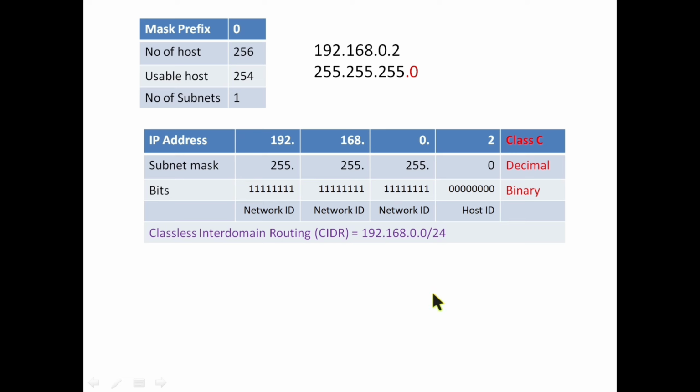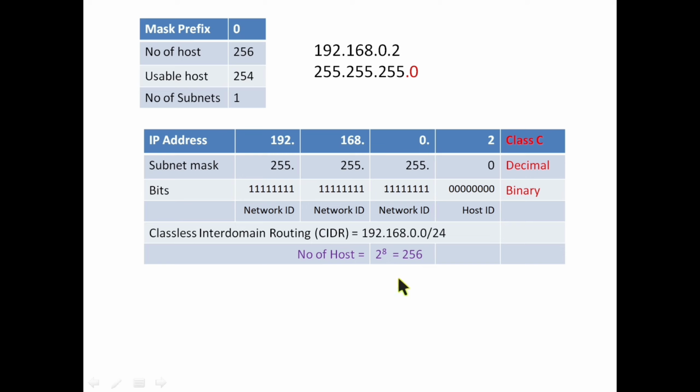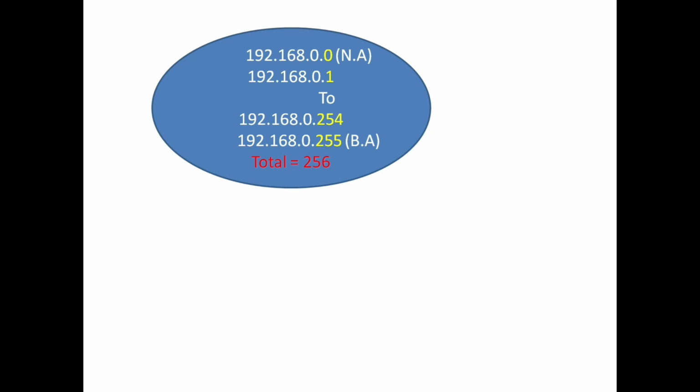Now the number of hosts. The number of 0s in the host ID determines the number of hosts. Here the number of 0s is 8, so 2 to the power 8 equals 256. Now let's learn what this number of hosts is. That is, IP addresses starting from 0, 1 up to 255, altogether 256. This is known as the hosts.